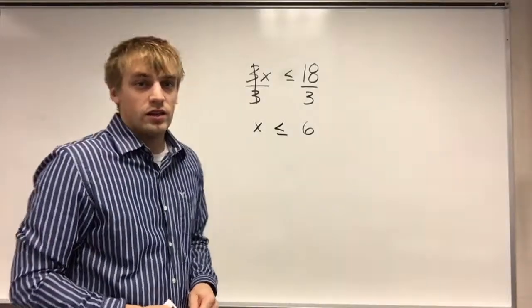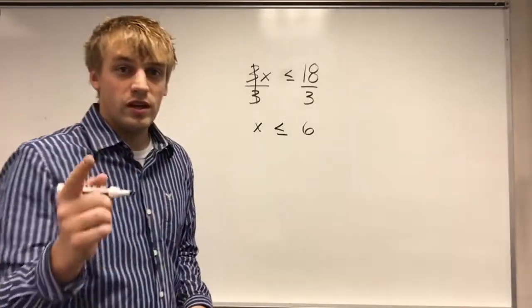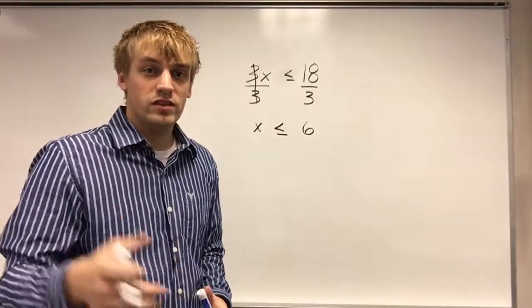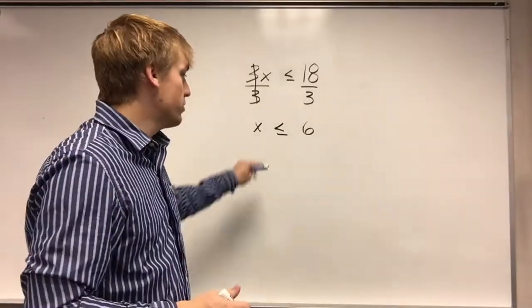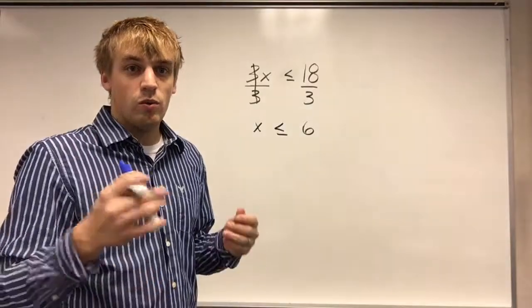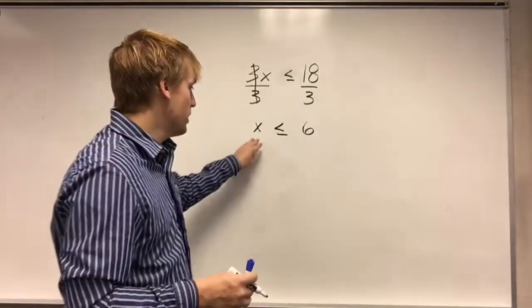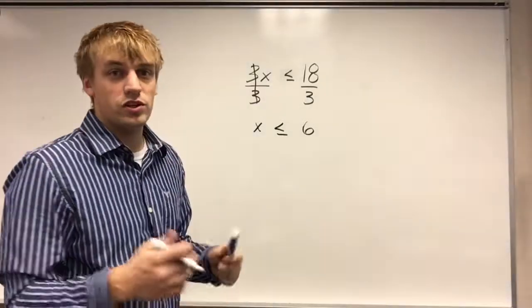Okay, so we've done everything exactly the same. The one thing that we're going to do that's going to take this a step further is something that we've already done. And that is that we're going to graph this inequality to show visually what x could be. x could be less than 6 and it could be 6. So we want to show that visually.